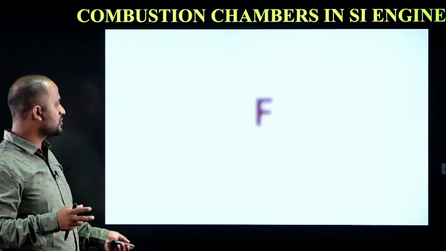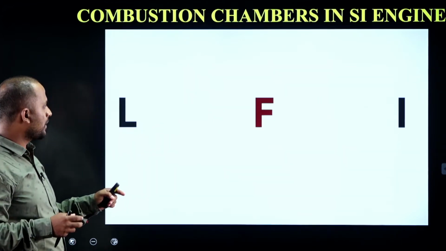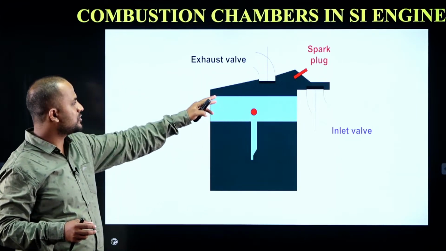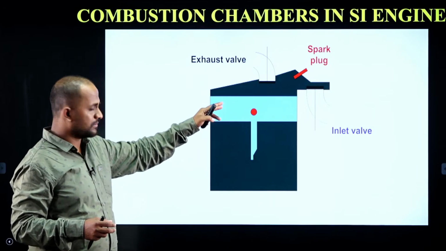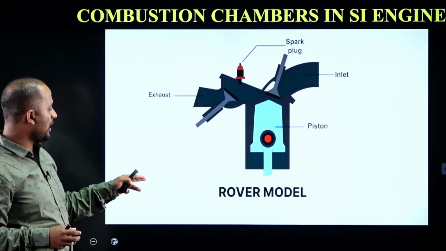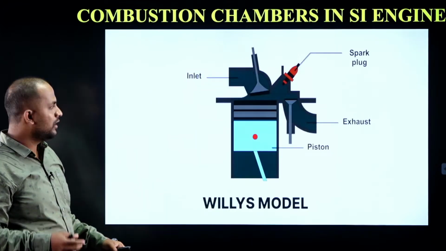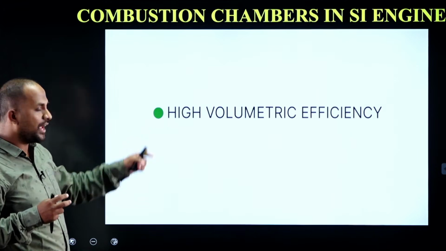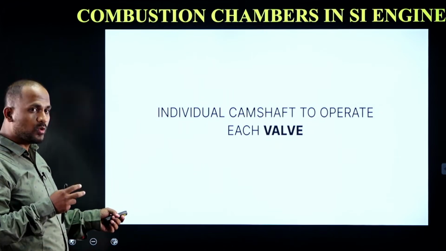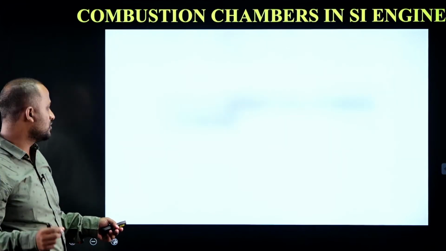Finally, the F-type combustion chambers came. It is a combination of L-type and I-type. Here the valves are placed opposite to each other. One valve is placed at the side of the cylinder, and another valve is placed on the cylinder head. Because of this, there is a chance of knocking. This F-type cylinder has a Rover model, as well as another model called the Willys model. In both the models, we have higher volumetric efficiencies and also higher thermal efficiencies. This requires an individual camshaft to operate the inlet valve and the exhaust valve.